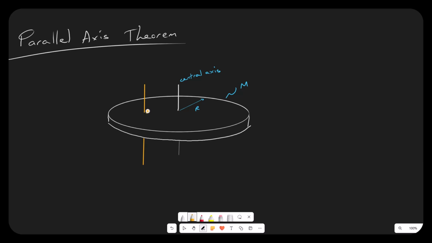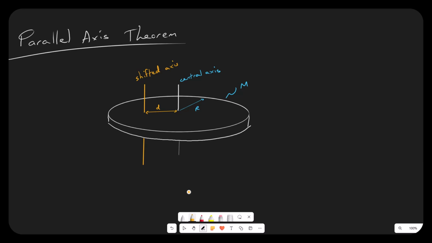And we're going to say that the distance from here to my center of mass is some distance d. This is a shifted axis. It is a parallel axis because it's parallel to the axis that passes right through the middle, so that's where the name of this thing comes from.